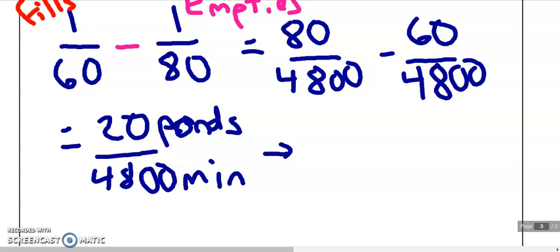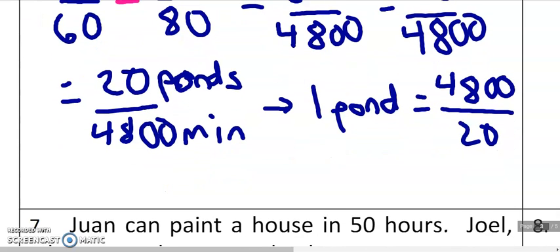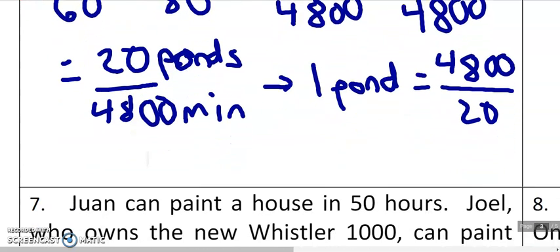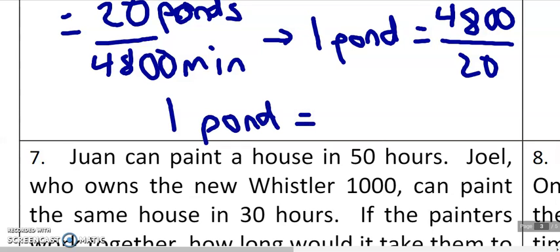So if I want to know how long it takes to fill one pond, I'm just going to flip that fraction over. So it would be 4,800 divided by 20. So if I simplify that down, I can fill one pond in 240 minutes.